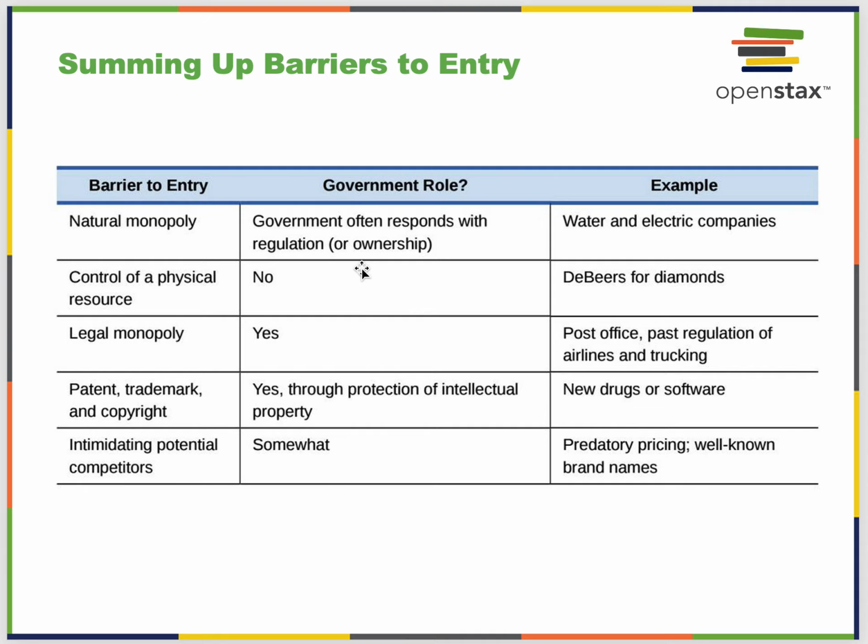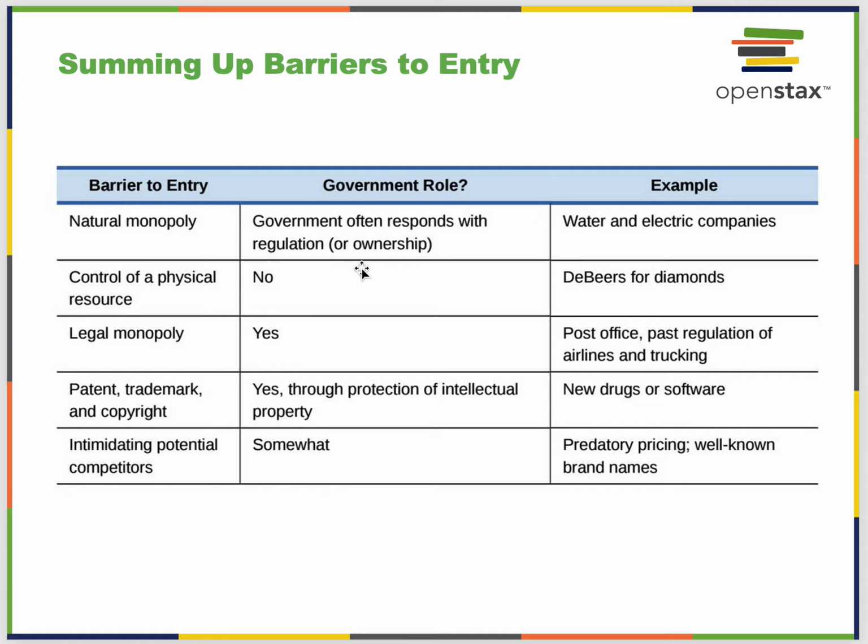So in summary, a natural monopoly: government also often responds with regulation or ownership. And think of water, gas, electric companies. Control of a physical resource. Is there any government role in it? No, but it's De Beers for diamonds. It might be there were not a whole lot of copper companies in the world. So there might have been Calumet and Hecla in the United States. I remember at one point they almost had a monopoly on the copper market here.